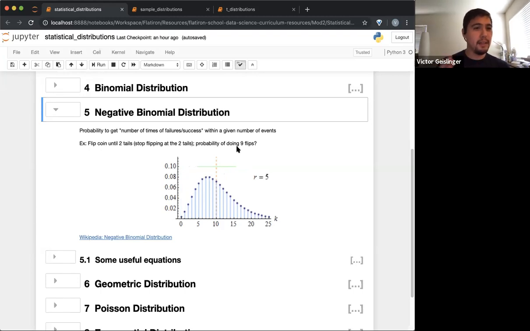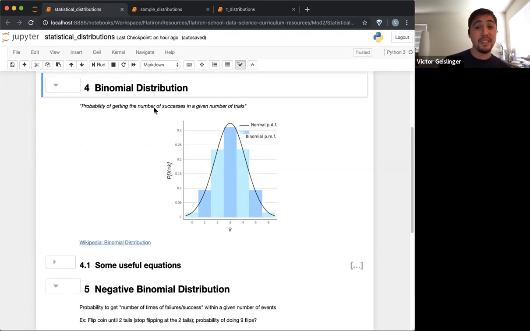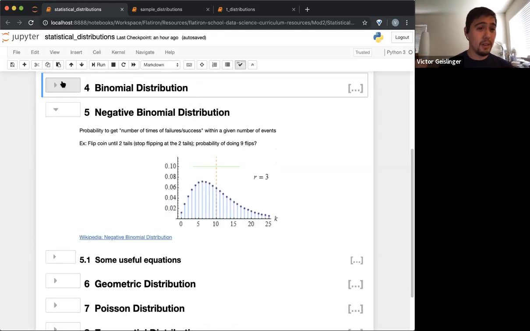So this is what the negative binomial distribution is. You can see it's kind of similar to that binomial, right? Probability of getting the number of successes in a given number of trials. In this one, we're fixing the number of trials and saying we are only doing 10 flips or 9 flips of the coin. But for the negative binomial distribution, we keep going until we hit our fail metric, essentially. Our fail metric in this case is when we hit 2 tails.